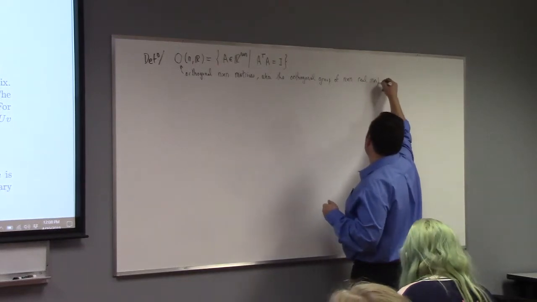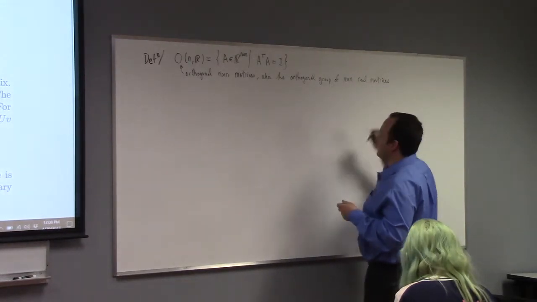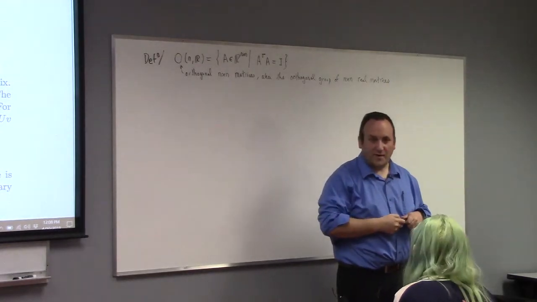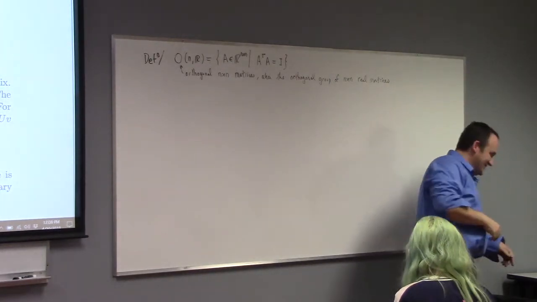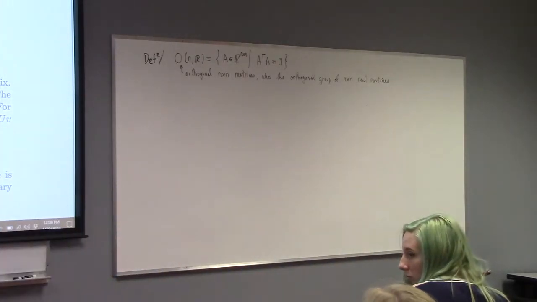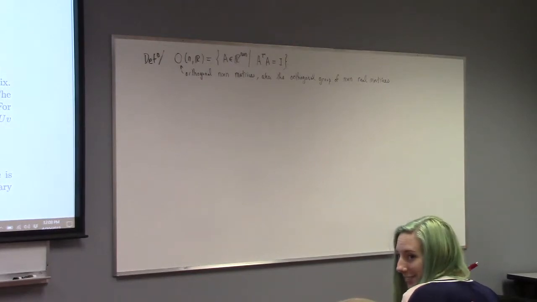The reason that it's called the orthogonal group of n by n real matrices is that it's a group formed by orthogonal matrices. So it's not that surprising. Now, you guys don't know what a group is, right? Maybe you do, maybe you don't, I don't know.